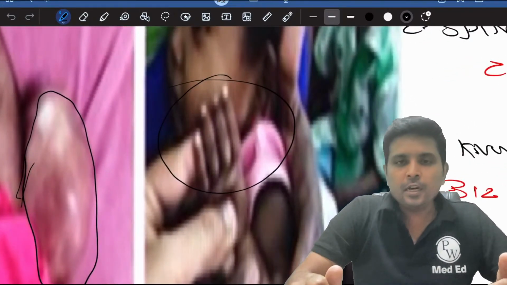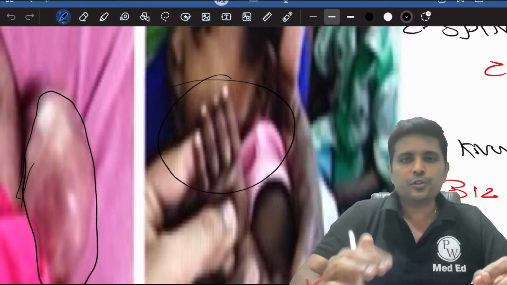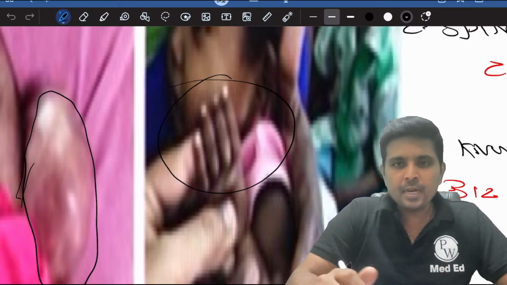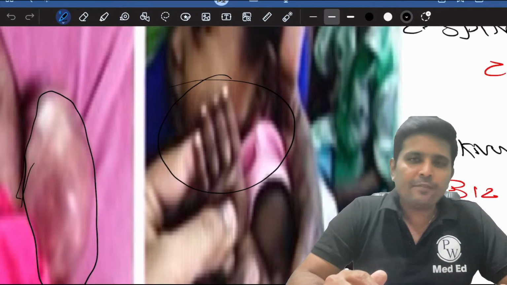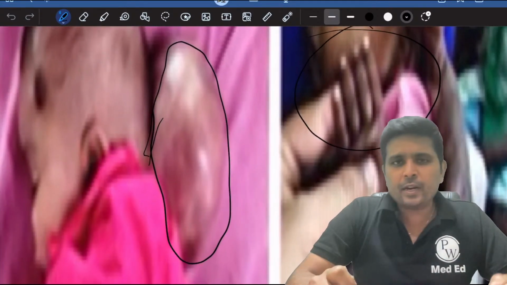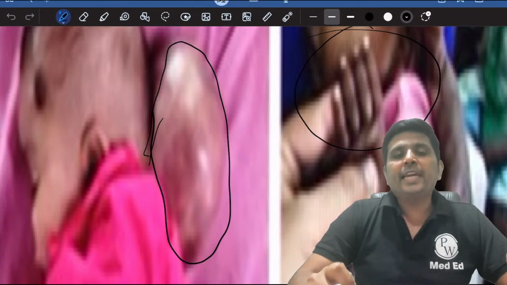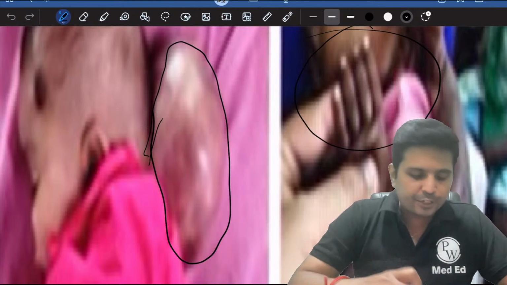And look at this. What is this? This is periungual pigmentation, otherwise known as knuckle hyperpigmentation. Knuckle hyperpigmentation is more in favor of a B12 deficiency, whereas your encephalocele or your meningocele are more in favor of a folic acid deficiency.